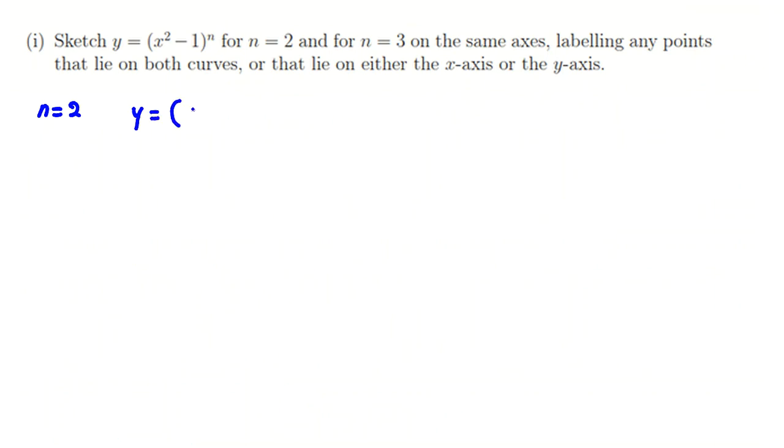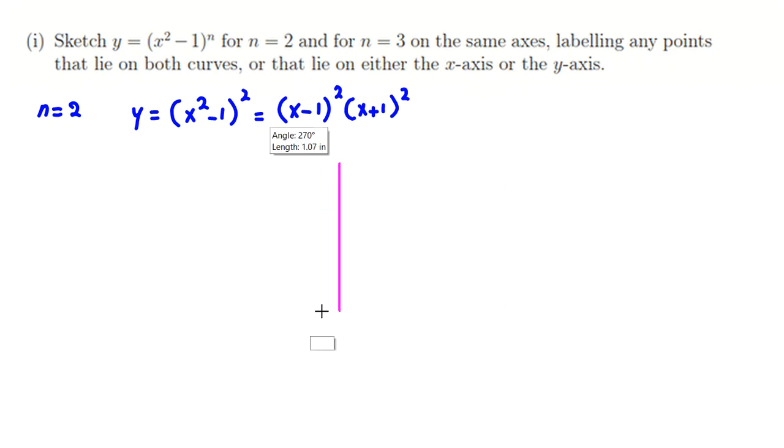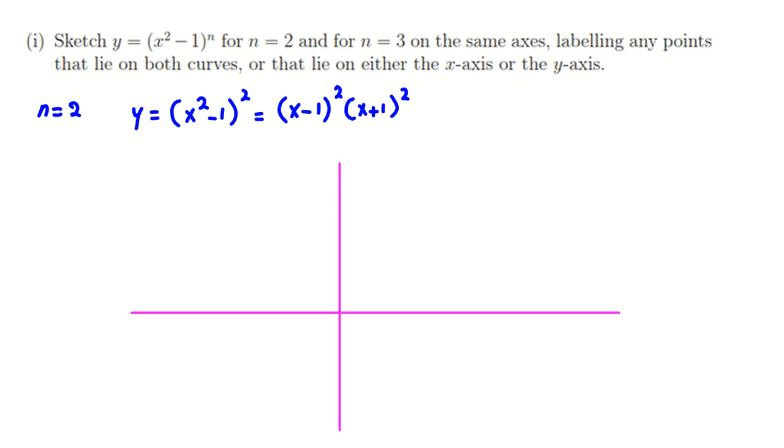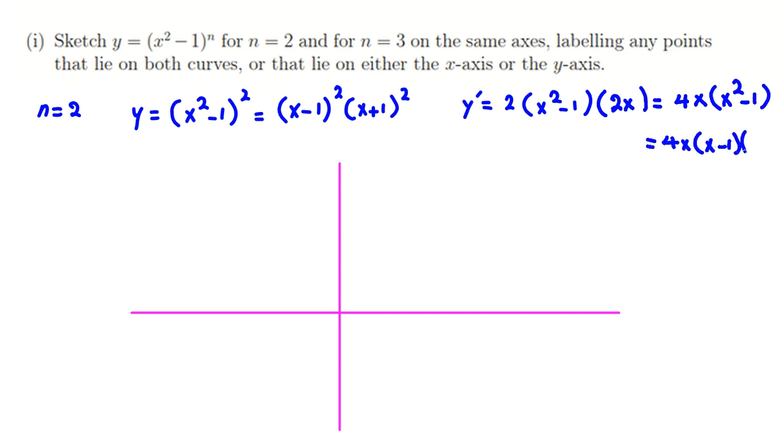y equals x squared minus 1 squared. Okay, it will be x minus 1, x plus 1, x minus 1 squared, x plus 1 squared. And in this part, let's also calculate y prime to find turning points, local maximum, minimum, and the points that the tangent line is horizontal. It will be 2 times x squared minus 1 times the derivative of this, which is 2x. So it will be 4x times x squared minus 1, which will be 4x, x minus 1, x plus 1.